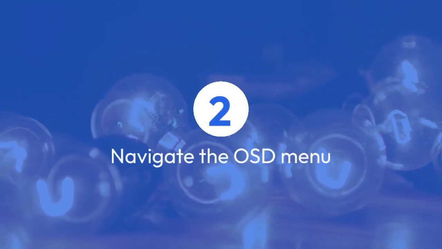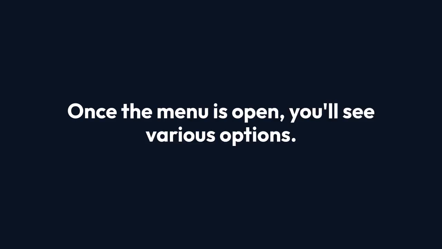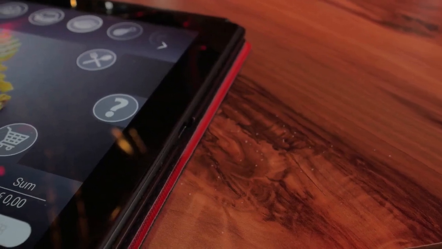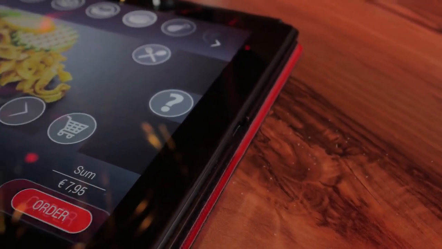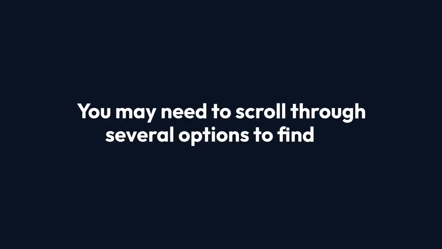2. Navigating the OSD menu. Once the menu is open, you'll see various options. Use the other buttons, usually up-down arrows, to navigate to the brightness or picture settings. You may need to scroll through several options to find it.